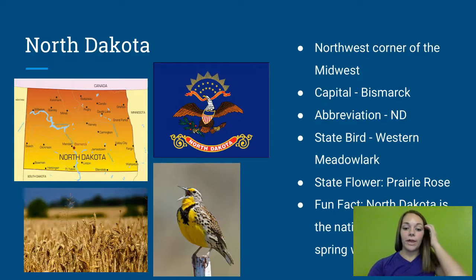Now we have North Dakota. North Dakota is in the northwest corner of the Midwest region. The state capital is Bismarck. The abbreviation is ND. The state bird is the western meadowlark, and North Dakota is known for being the nation's number one producer of spring wheat.